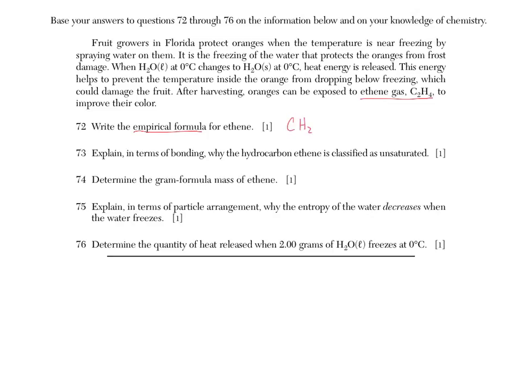Now number 73, explain in terms of bonding why the hydrocarbon ethene is classified as unsaturated. Because it contains a double bond. Any double bonds or triple bonds, so alkenes and alkynes, are considered unsaturated because of the presence of those double bonds and triple bonds.